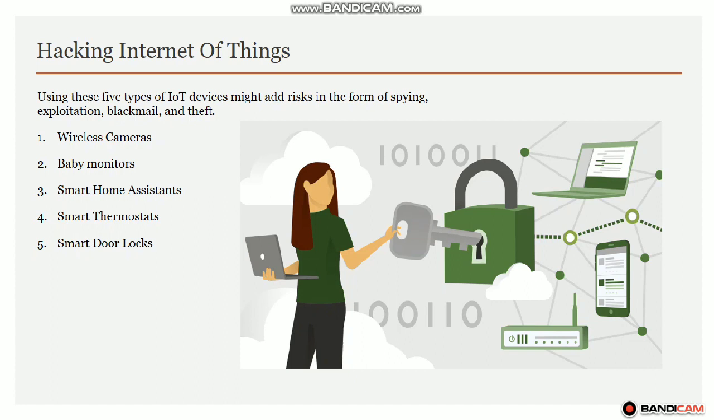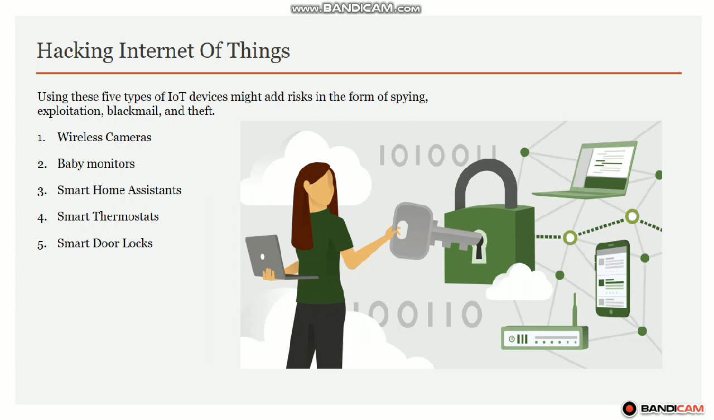The fifth one is the smart door locks. Smart door locks are the latest in high technology security, where homeowners can see who is at their door and can also talk to them. The homeowners can lock and unlock their door from anywhere. Yet these smart locks are vulnerable to hacking and breaking in with zero risk.